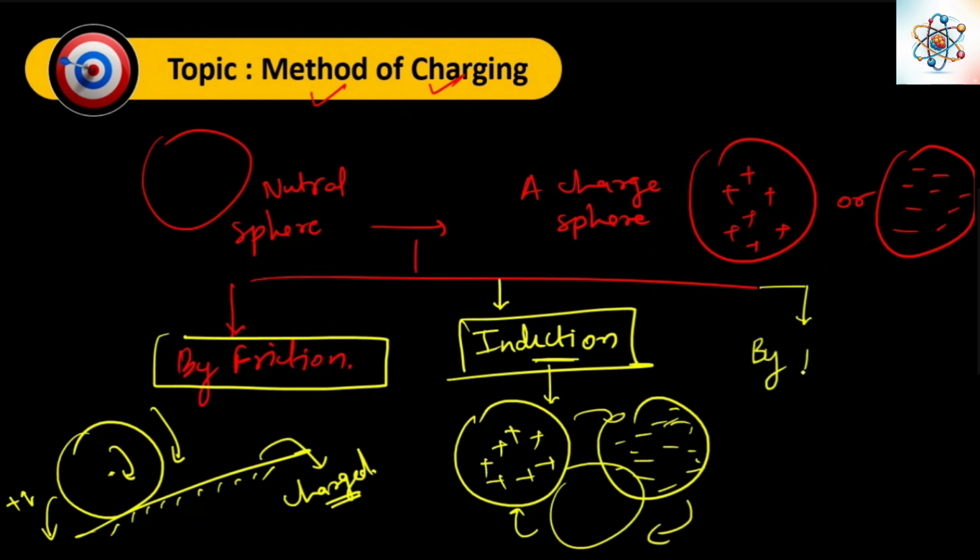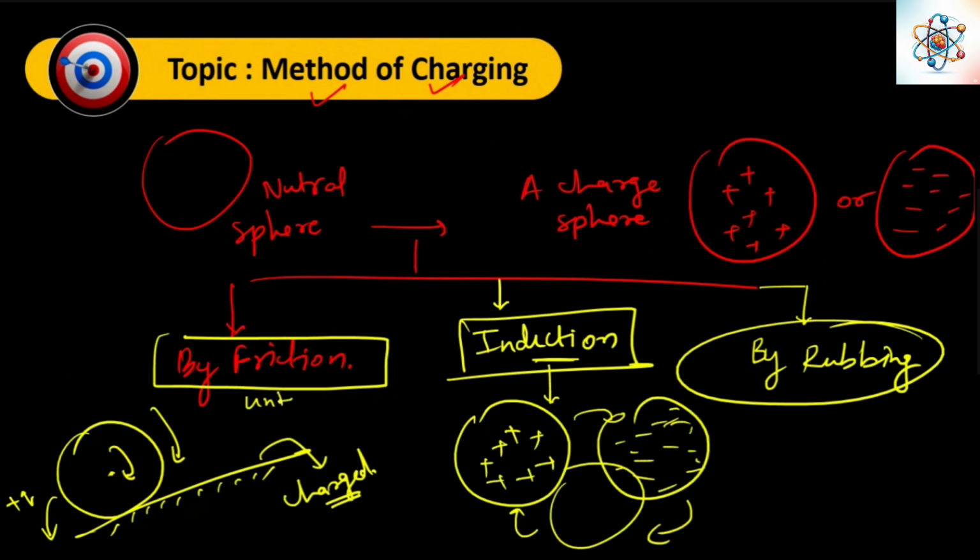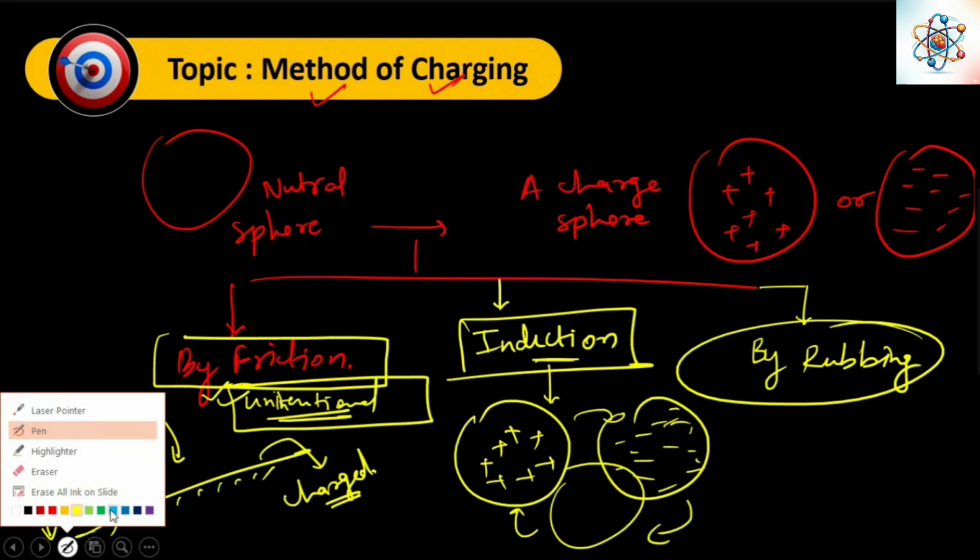Last, by rubbing. Friction is something which we do unintentionally. We don't have an intention, but somehow a condition is made that there is some charge transfer.